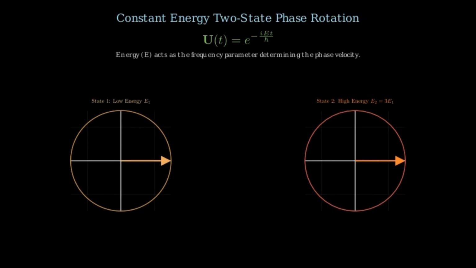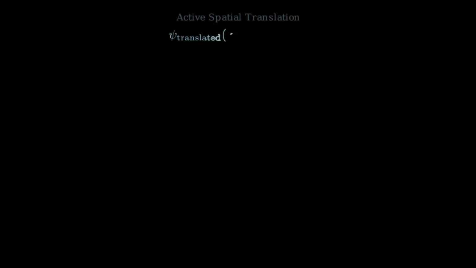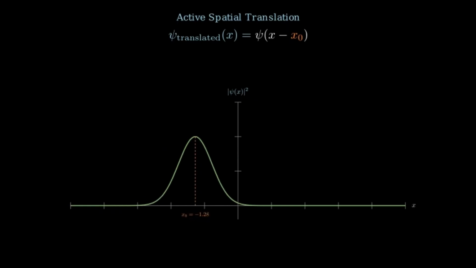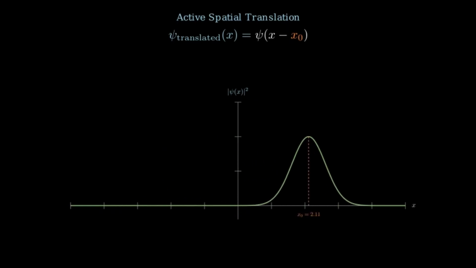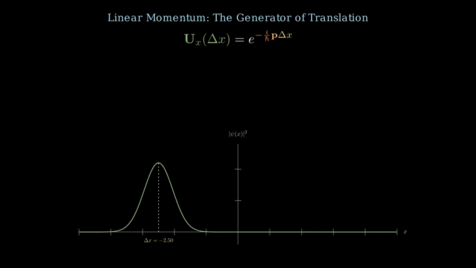This geometric principle also governs space. To generate a spatial translation across a distance delta x, we turn to the physical variable tied to spatial movement, linear momentum, p. Because momentum is an observable, it is represented by a Hermitian matrix. And we can construct a unitary translation operator. U sub x of delta x equals e raised to minus i p delta x over h bar. Linear momentum is the generator of spatial translation.